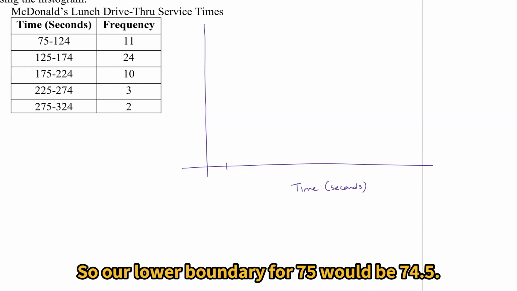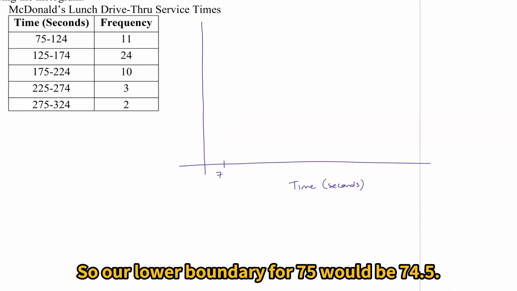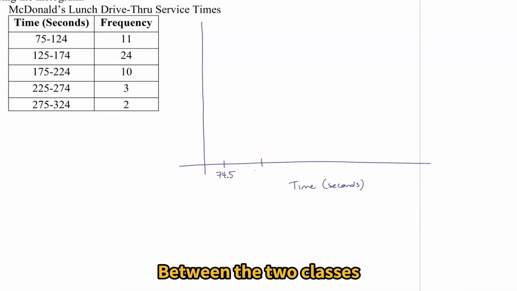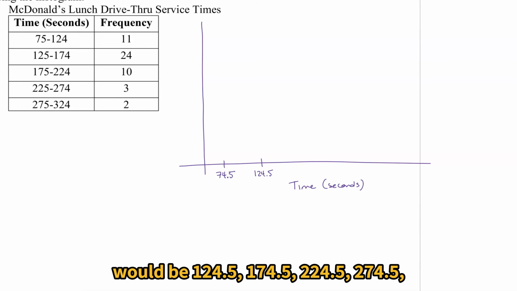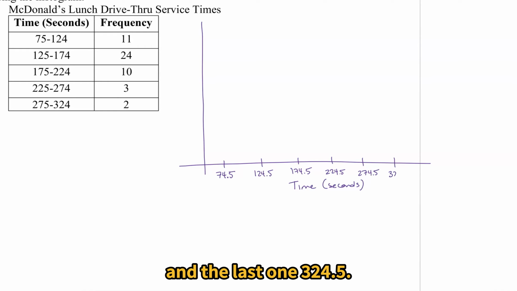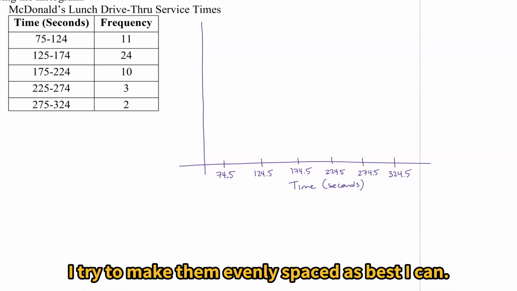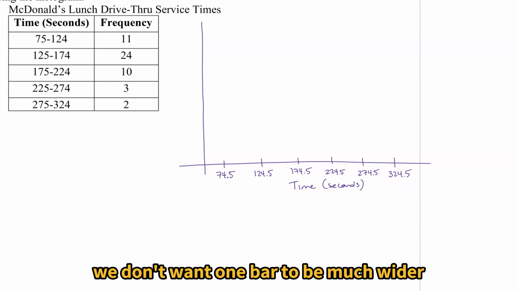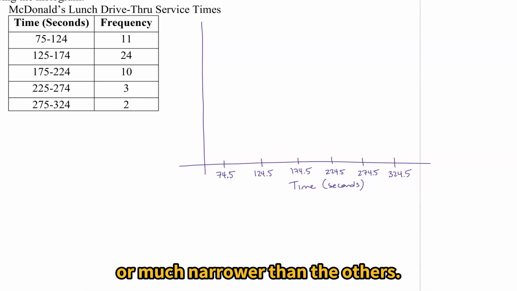So our lower boundary for 75 would be 74.5. Between the two classes would be 124.5, 174.5, 224.5, 274.5, and our last one, 324.5. I try to make them evenly spaced as best I can. That is important. We don't want one bar to be much wider or much narrower than the others.